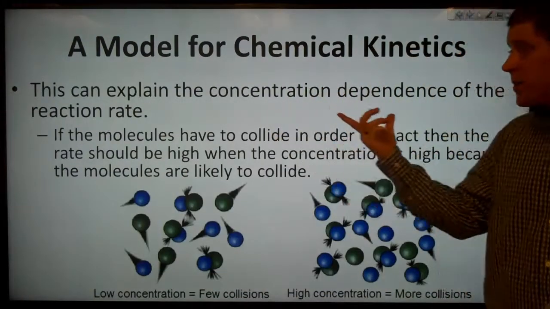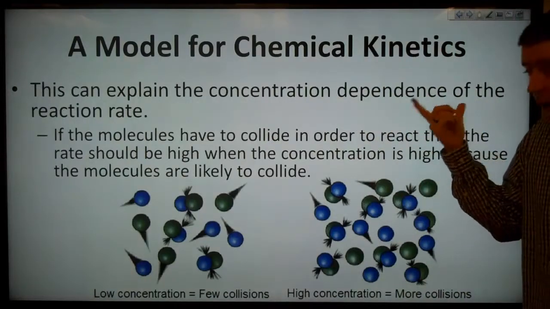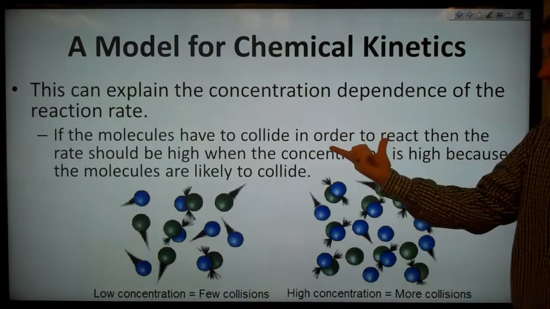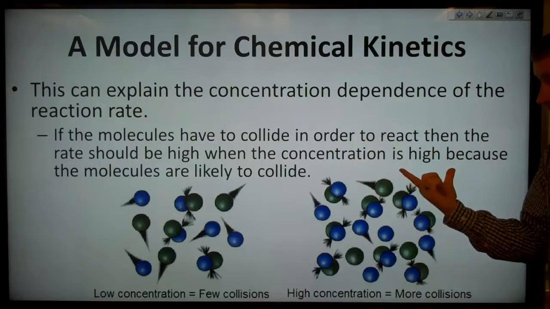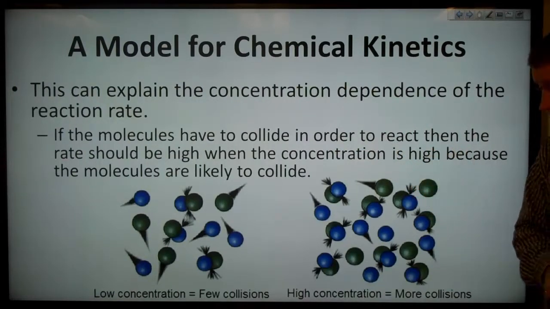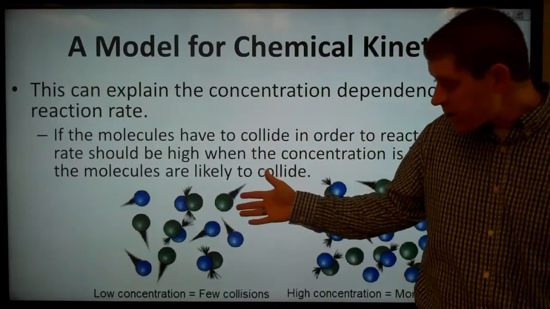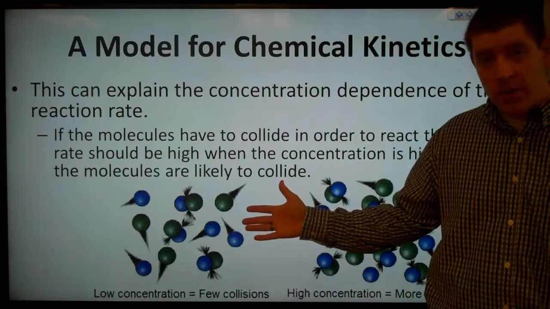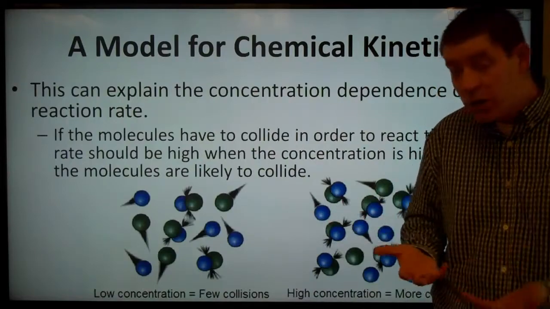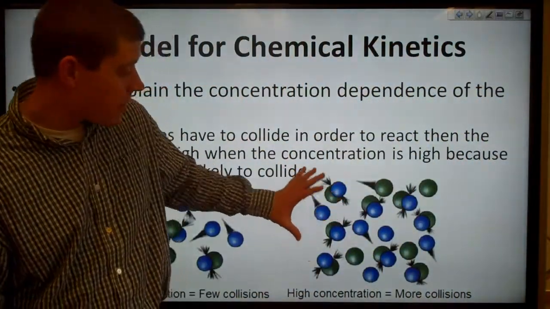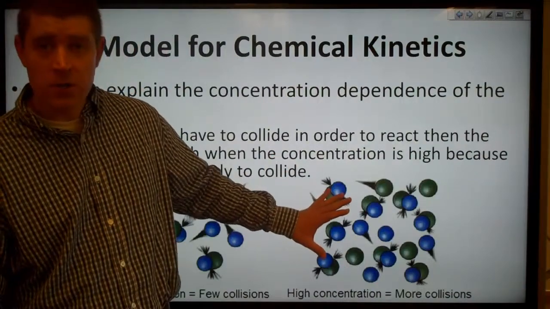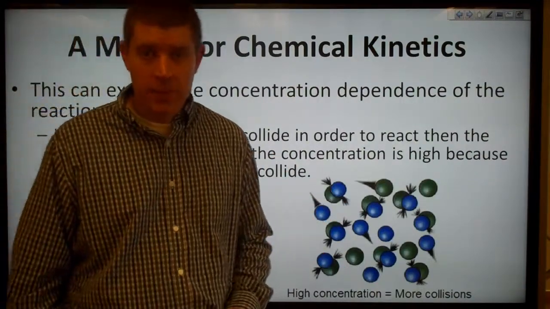So, this can explain the concentration dependence of our reaction rate. Because if our molecules have to collide in order to react, then the rate should be high when our concentration is high, because the molecules are likely to collide. If we have a low concentration of our molecules, then we have relatively few collisions between them in some period of time. And if we have a higher concentration, then we have a lot more collisions in that same period of time.